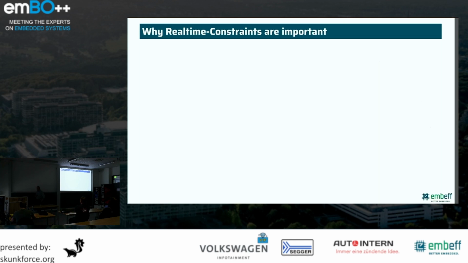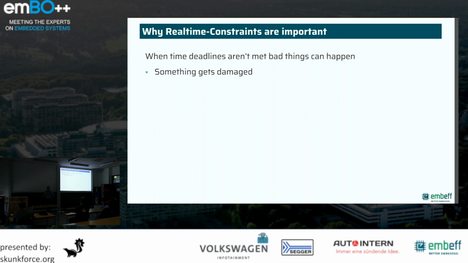So, first, why real-time constraints are important? There are a few things. If they are not met, bad things happen. One thing can be something gets damaged. The machine makes some goods, destroys them, or something like this. In the worst case, someone was there and was injured by the machine. And in the bad case, our part of the car doesn't work and someone dies. So that's why those things are important.